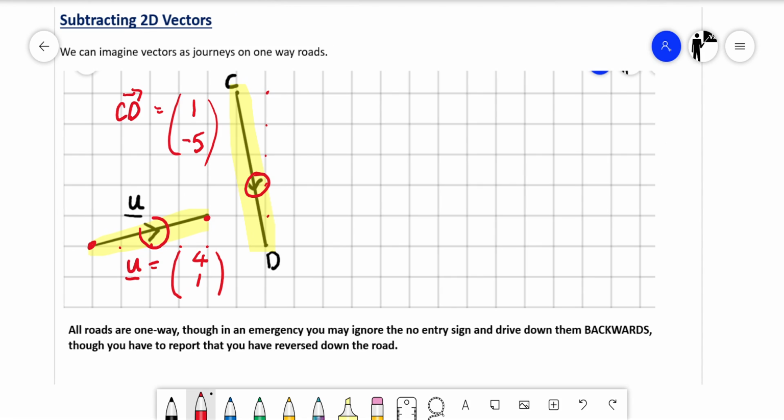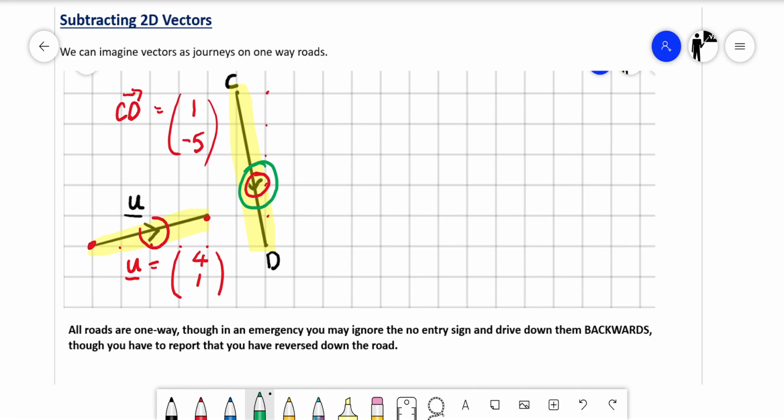And we can imagine these vectors as one-way roads. We can only travel in one direction. However, if we imagine this in the context of roads, in an emergency, you can ignore the one-way system and drive down the road backwards. Okay, we can go in the opposite direction of the arrow, but we need to let the people on the road know that we have reversed down the road.